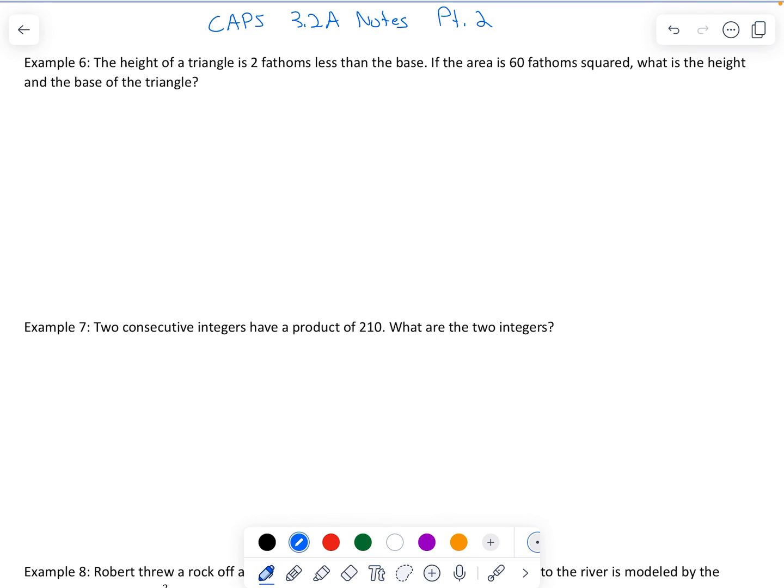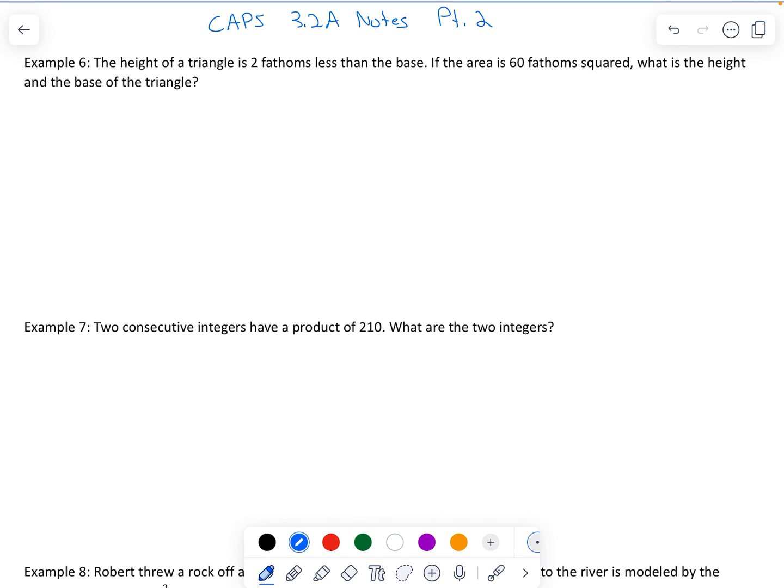The focus of this lesson was on factoring, and we have just a small selection of word problems to look at. The first example reads, the height of a triangle is 2 fathoms less than the base. If the area is 60 fathoms squared, what is the height and the base of the triangle?